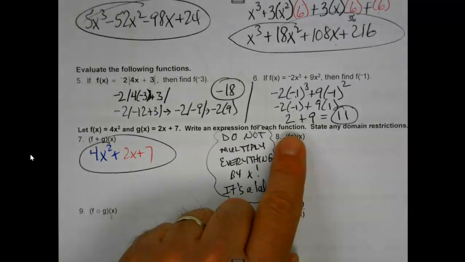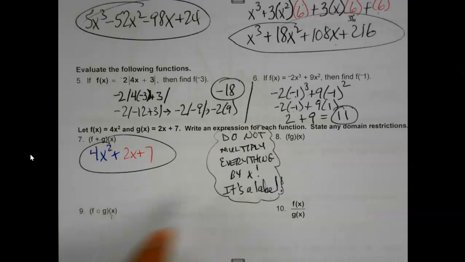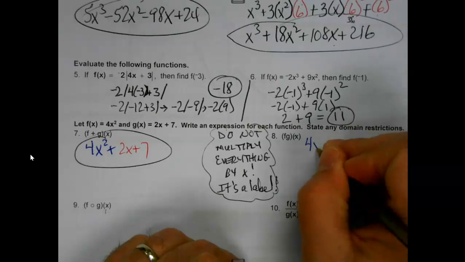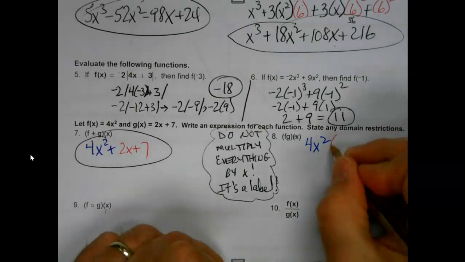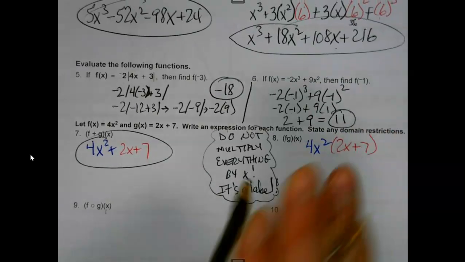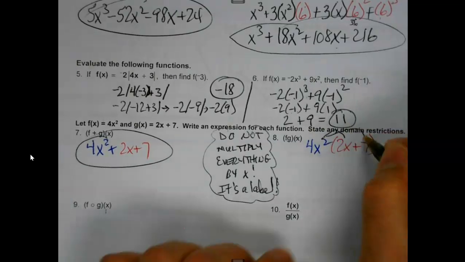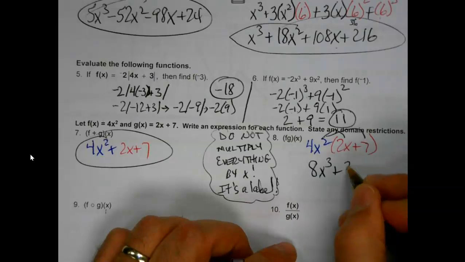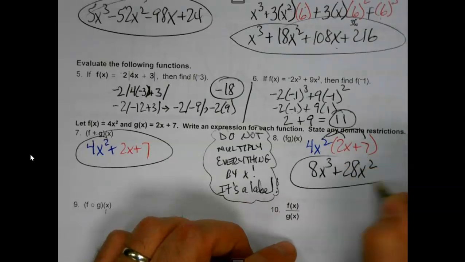Next one. F times g of x. Not f of, just f times. So 4x squared times 2x plus 7. Little distributing action. Add your exponents and make sure you distribute to both terms.